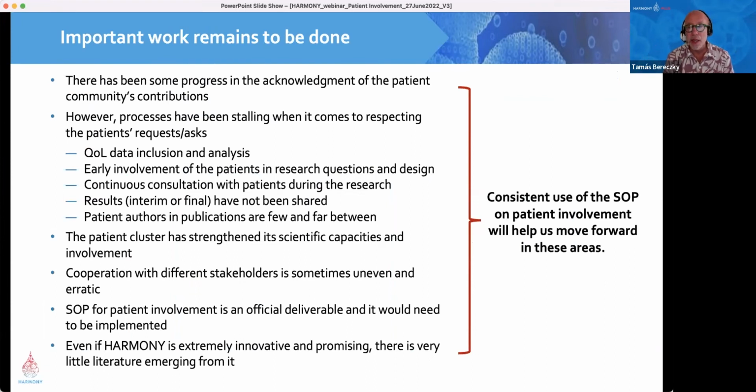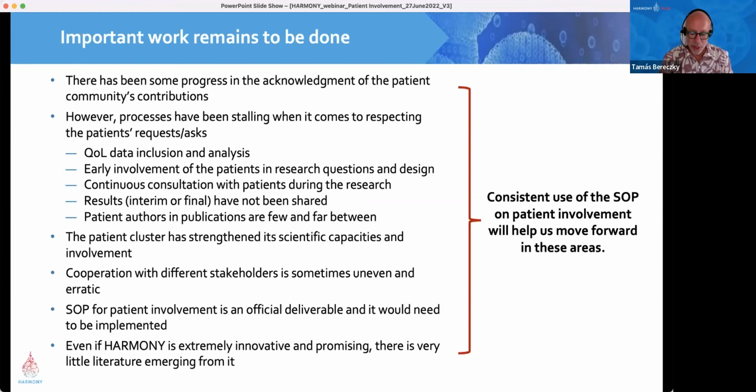So while we have already made a lot of progress in terms of patient involvement within the Harmony Alliance, there's still a lot that remains to be done. And this is why we also wanted to have this webinar. We hope to develop a discussion, a conversation on the basis of this webinar as we go forward with the rest of Harmony and Harmony Plus, because we believe that there's still a lot of room for improvement. First of all, in terms of the acknowledgement of the patient community's contributions, we believe that a lot more could be done. And we also try to do this from our own sides by scaling up capacities.